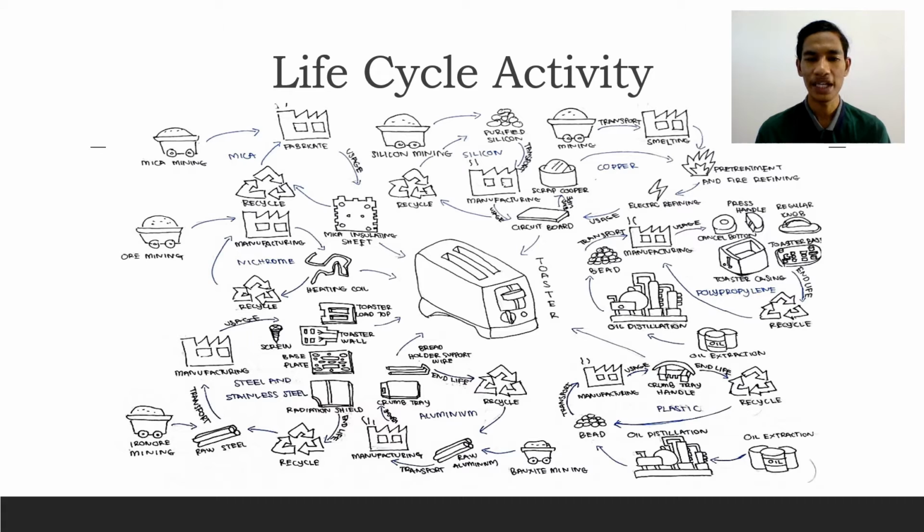Lastly, the life cycle of mica and silicon begins with extraction from the earth. Then the separation method is used to get the pure material. After that, the pure material will be processed into specific parts. Both of these materials can be recycled.